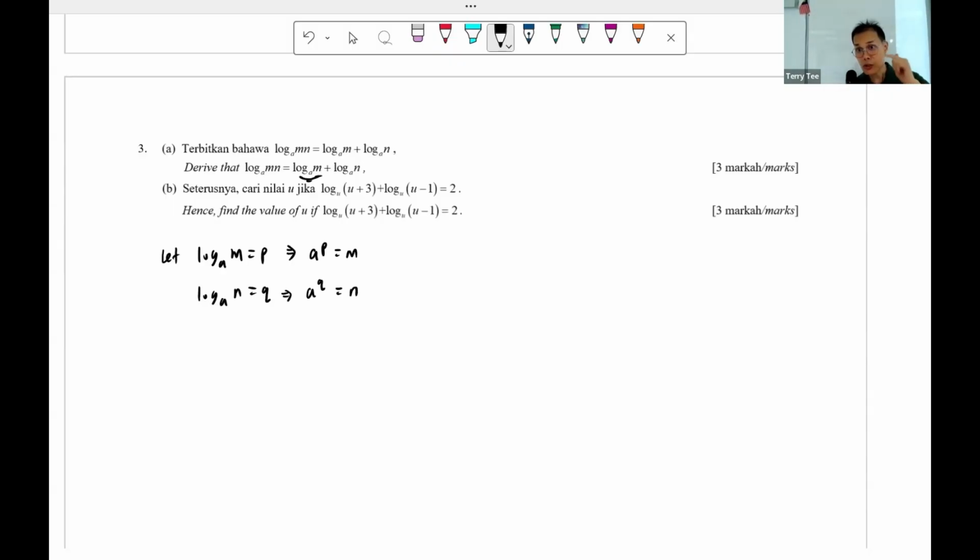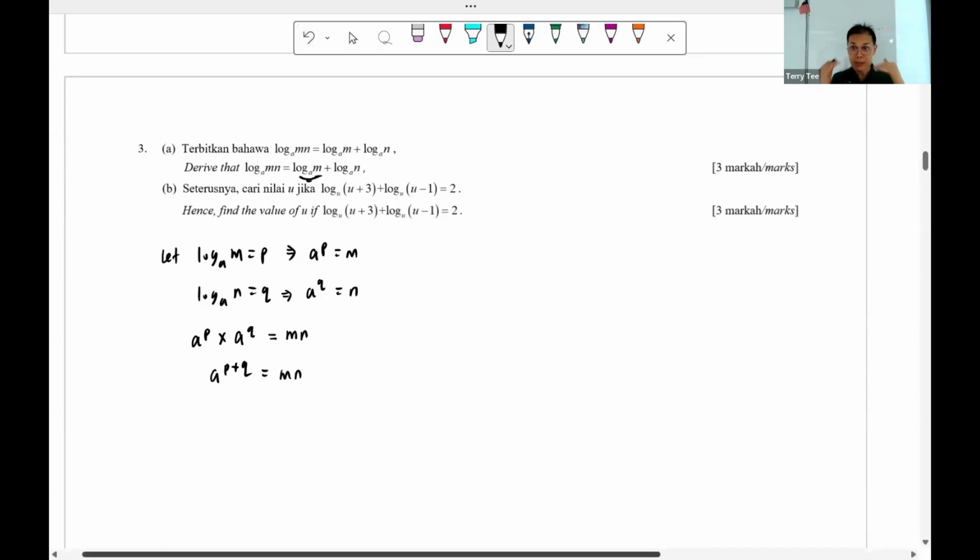Okay, now next, we're going to use the law of indices. We know these two we can multiply together, right? We can say a power p, when you times with a power q, what do you get? You get m times n, right? So a power p plus q is just mn. Okay, this is still index form.